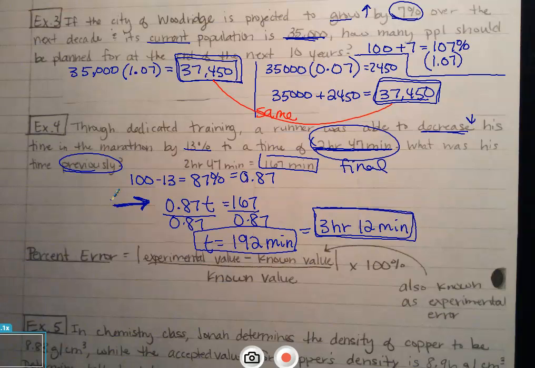All right. Next up, we have percent error. Kind of a fun thing to look at is percent error.